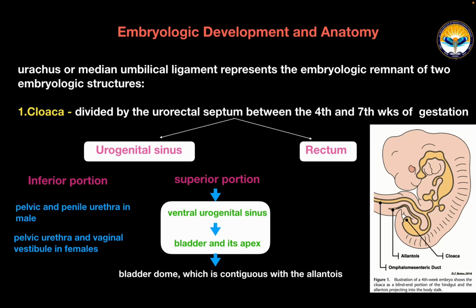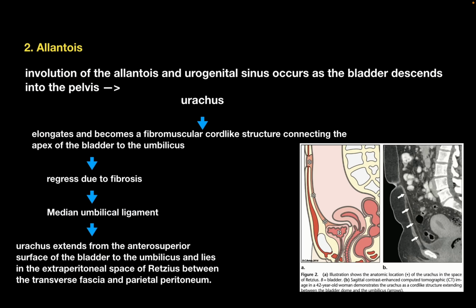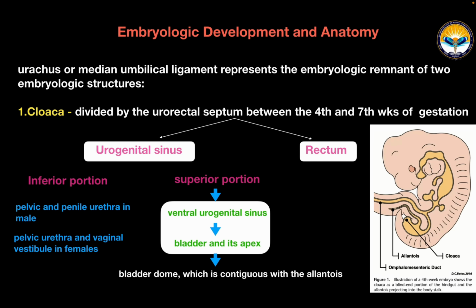Now let's discuss the embryology and anatomy. The urachus, or the median umbilical ligament, represents the embryonic remnants of two embryonic structures. The first one is the cloaca and the second one is the allantois. Now let's talk about the first, the cloaca. The cloaca is an endoderm-lined structure which is divided by the urorectal septum between the 4th and 7th weeks of gestation, creating the urogenital sinus ventrally and the rectum dorsally.